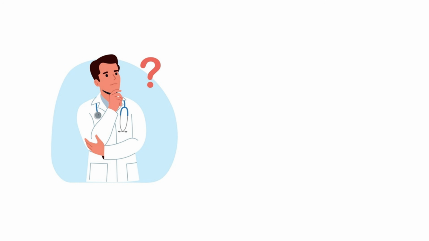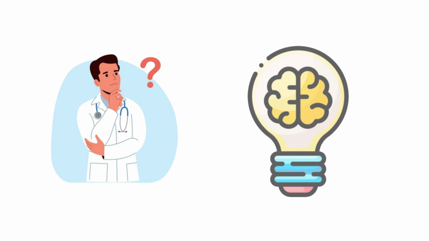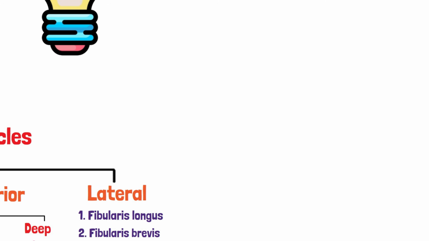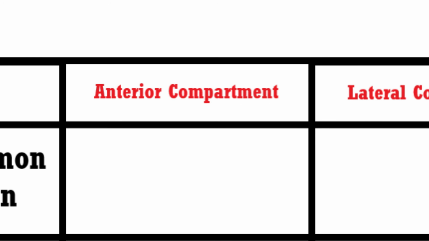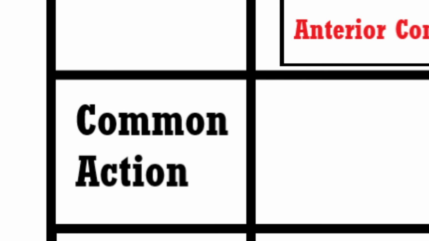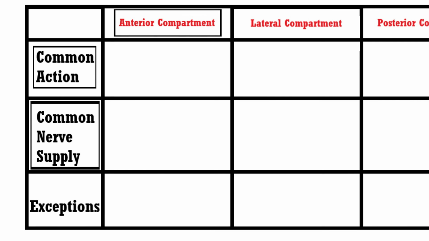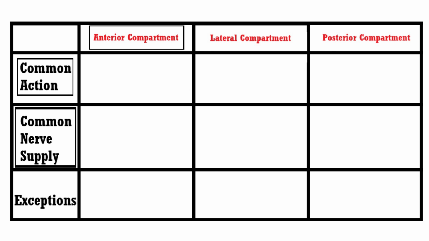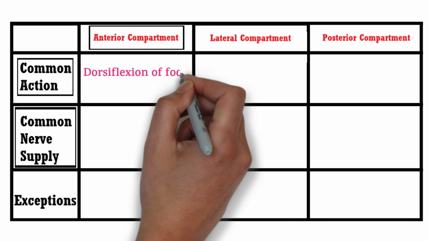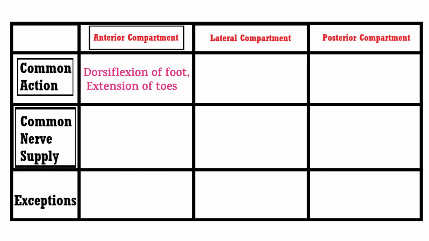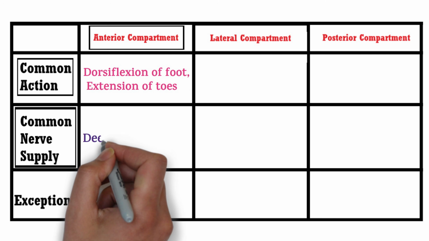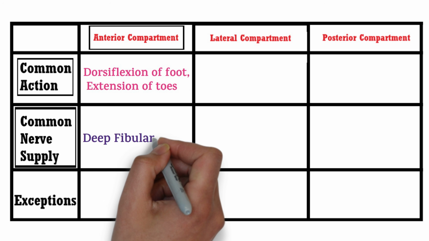That might seem a lot of information, but here's the trick. You don't need to memorize every muscle individually. Just remember the compartment, its main action, and its nerve supply. This table includes all the compartments, the common action, and the nerve supplies. The action of the muscle in the anterior compartment is dorsiflexion of the foot and extension of the toes. The muscles are supplied by the deep fibular nerve.